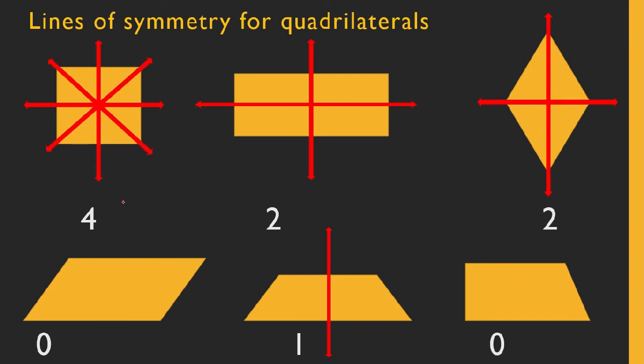The square has 4 lines of symmetry. The rectangle has 2 lines of symmetry. The rhombus has 2 lines of symmetry. The parallelogram has 0 lines of symmetry. The isosceles trapezium, I have only 1 line of symmetry, and the trapezium, I have 0 lines of symmetry.